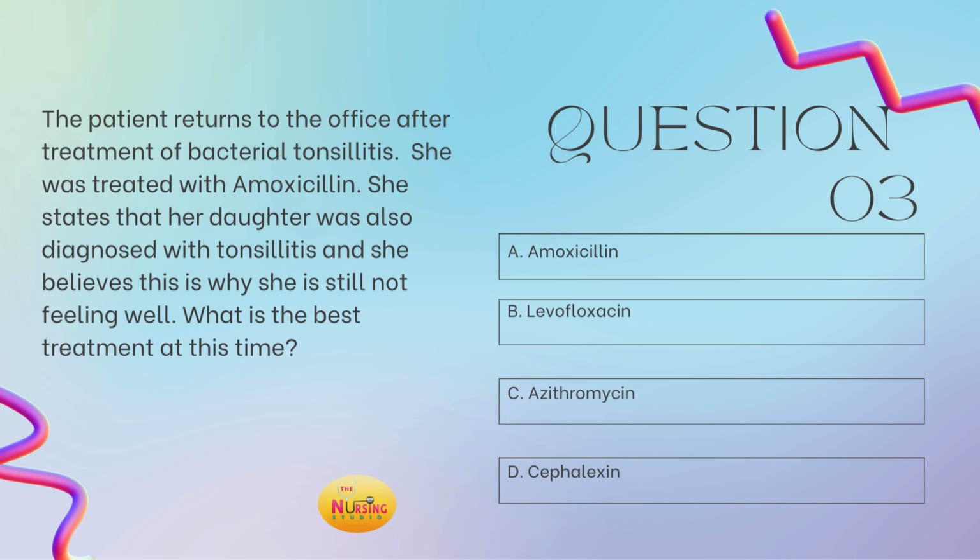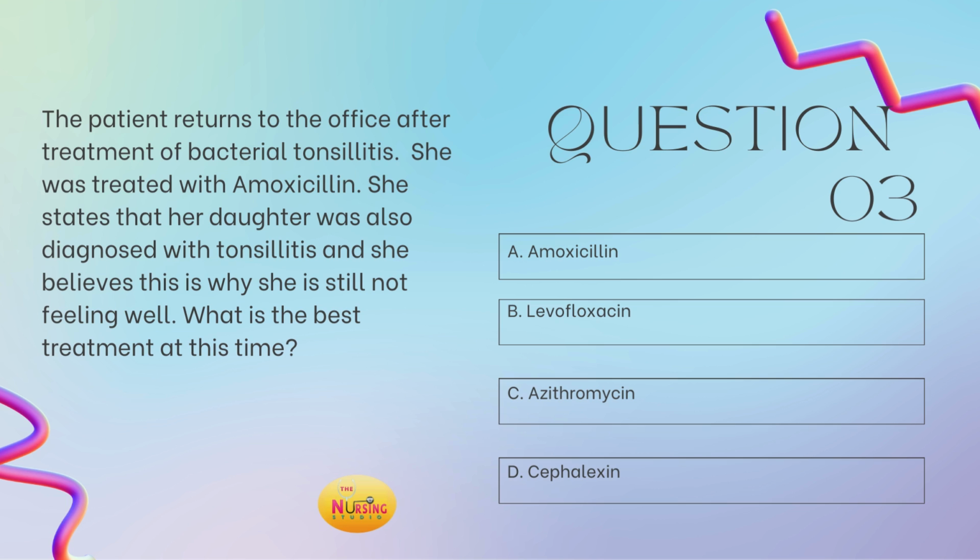And then question number three for today. The patient returns to the office after treatment of bacterial tonsillitis. She was treated with amoxicillin. She states that her daughter was also diagnosed with tonsillitis and she believes that this is why she is still not feeling well. What is the best treatment at this time? Is it A, amoxicillin, B, levofloxacin, C, azithromycin, or D, cephalexin? Take a moment and tell me what you got.